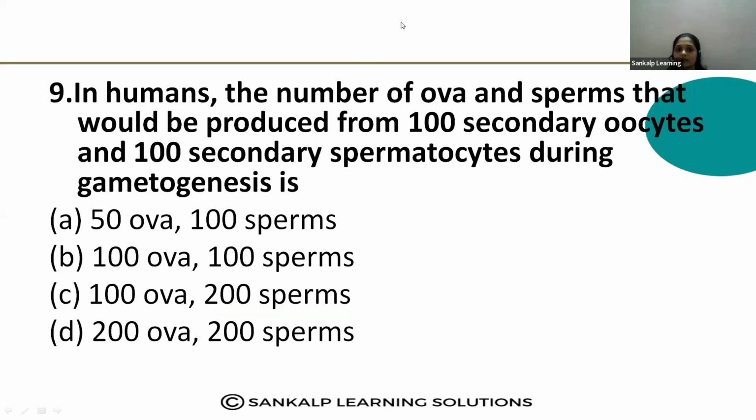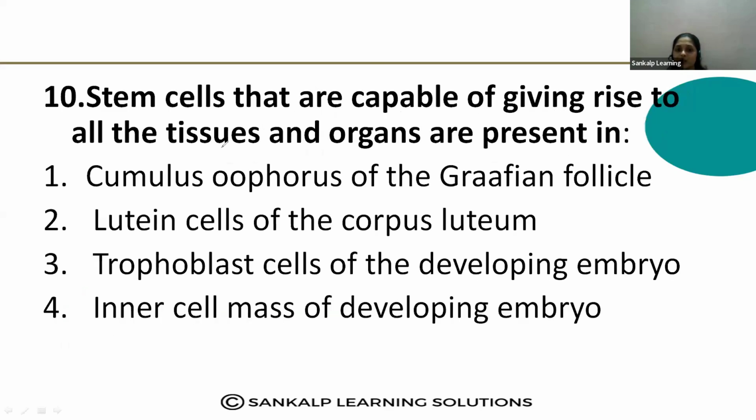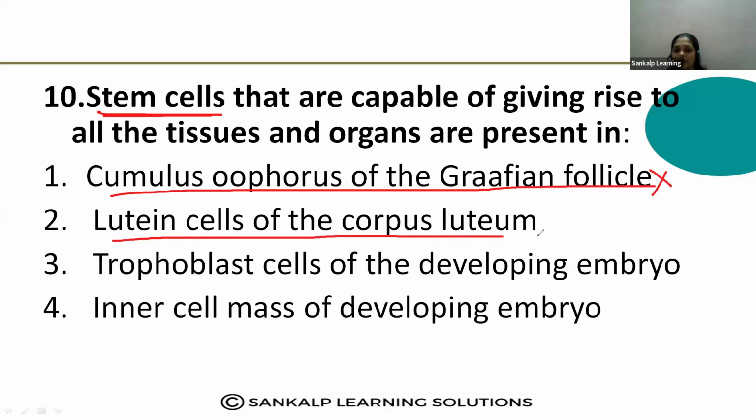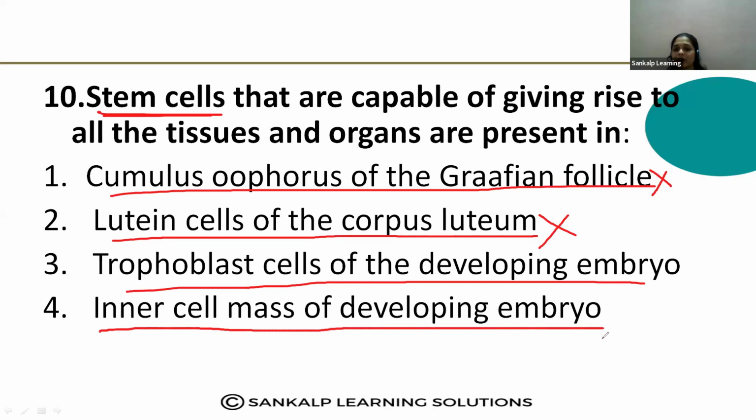See here. Stem cells that are capable of giving rise to all the tissues and organs are present in. Where are these stem cells present? Cumulus oophorus of the Graafian follicle, they are not present there. Lutein cells of the corpus luteum, stem cells are not present at the corpus luteum, right? And trophoblast cells of the developing embryo, they are not present at the trophoblast layer, but they are present at the inner cell mass of the developing embryo.